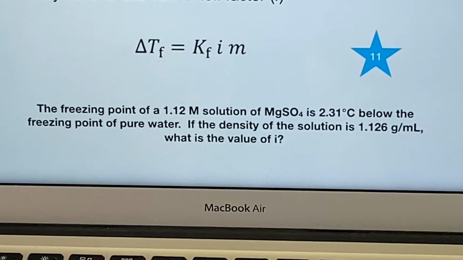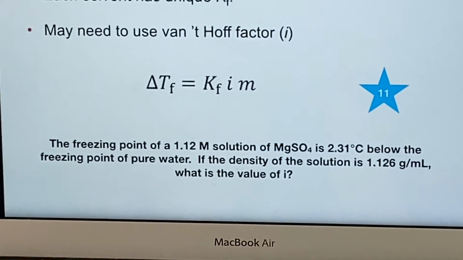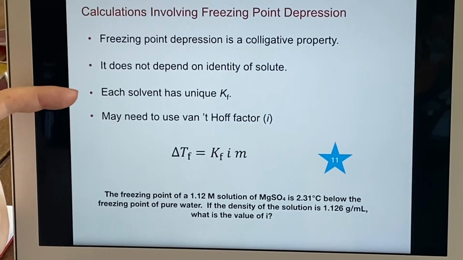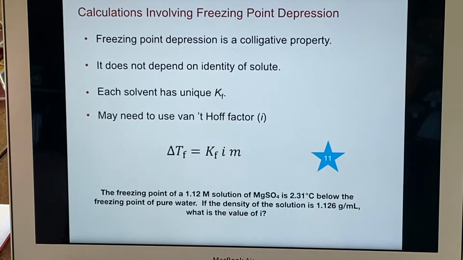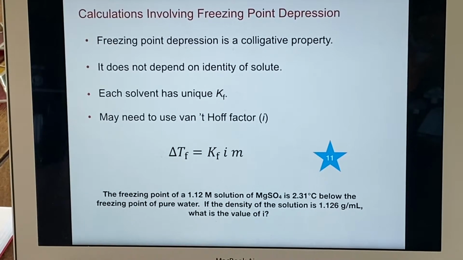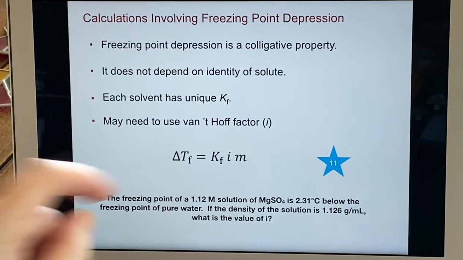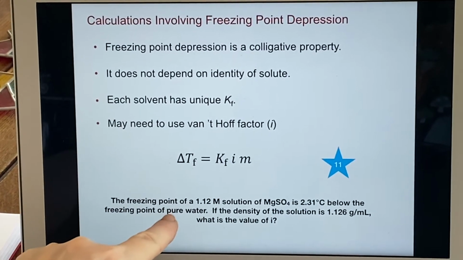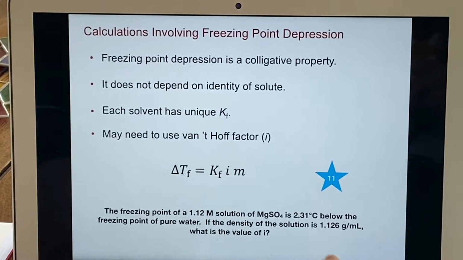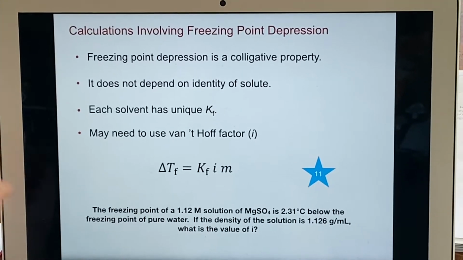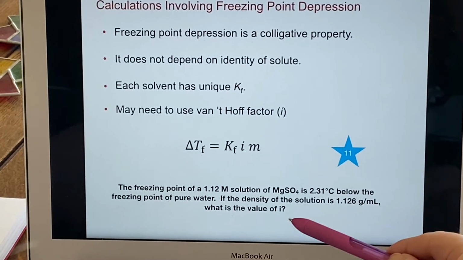This one is about freezing point depression. Again, it's a colligative property. Again, it doesn't depend on what the solute is. It's the solvent that is the source of the K_F. And you might have to use the Van't Hoff factor depending on what's going on. So for number 11, we're going to be using this formula. And it says the freezing point of a 1.12 molar solution of magnesium sulfate is 2.31 degrees Celsius below the freezing point of pure water. If the density of the solution is this, what's the value of i?